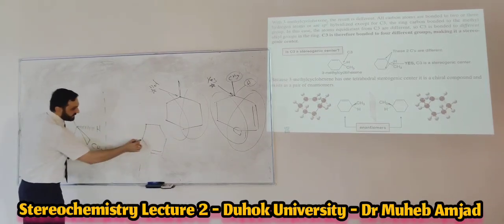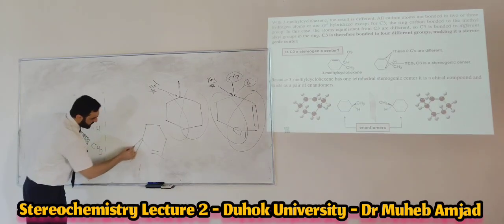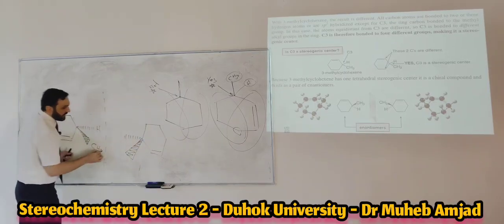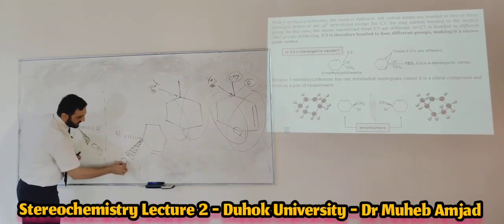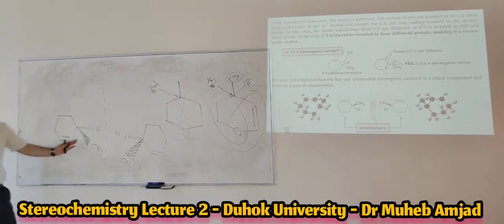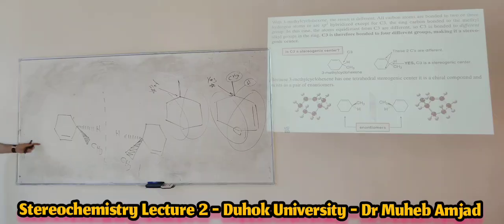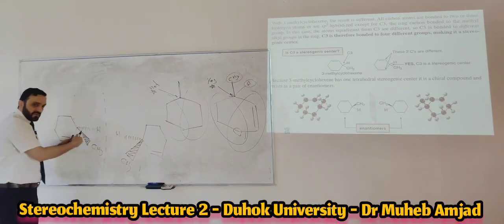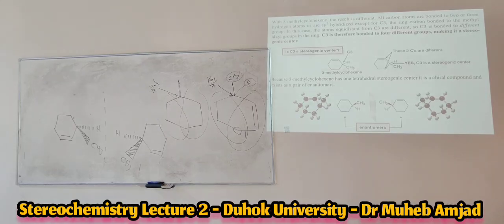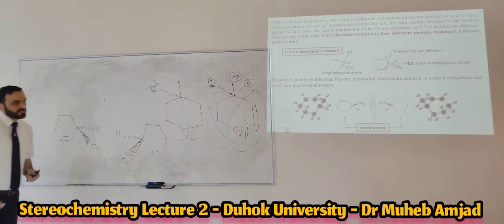Here we have the wedge bond, and here we have the dash. This is hydrogen and this is the CH3. This is enantiomer number 1 and this is enantiomer number 2. Are these compounds superimposable? No, they are not superimposable. They are enantiomers, two enantiomers.